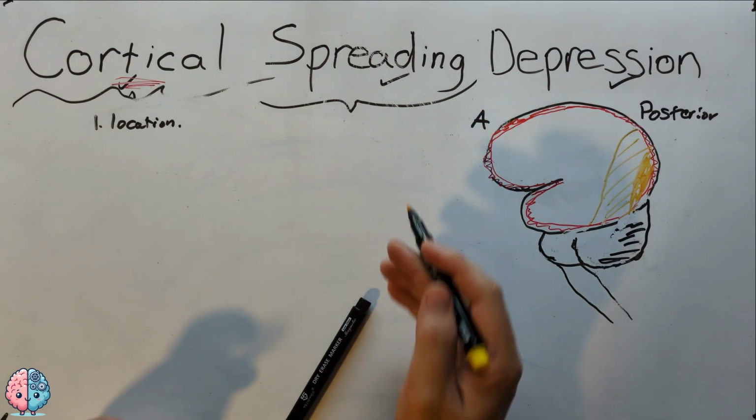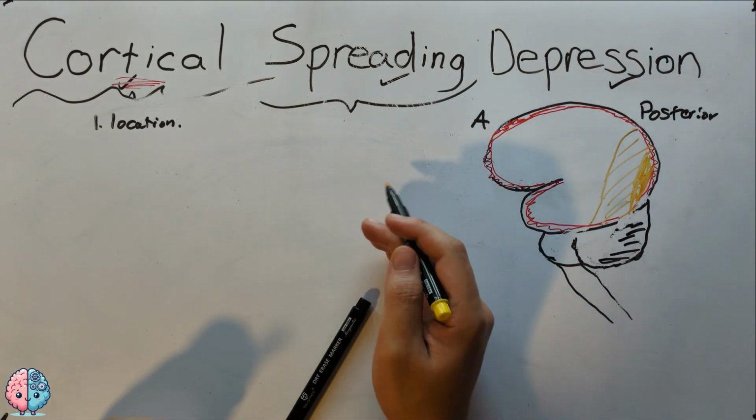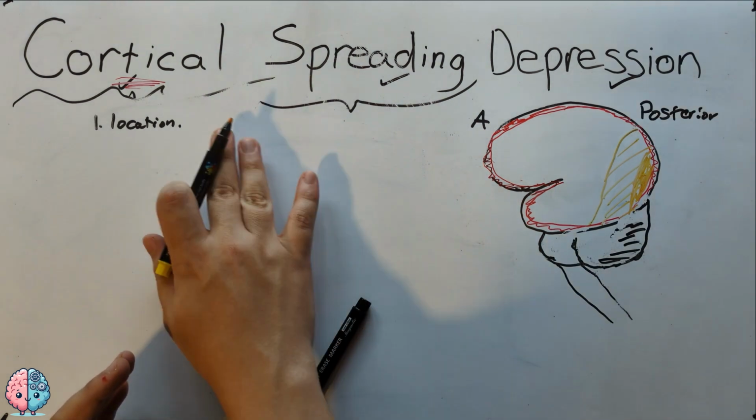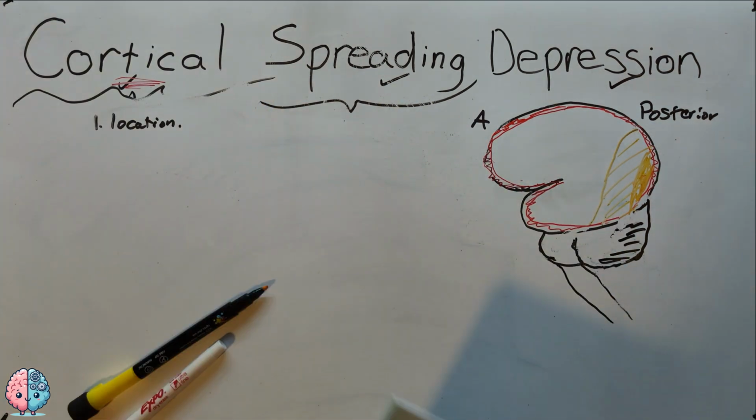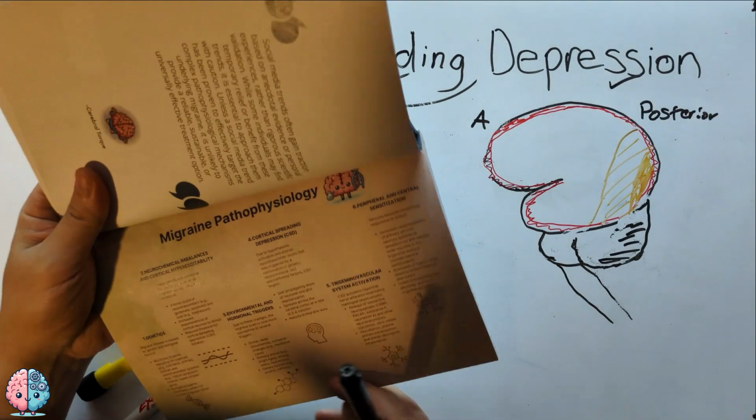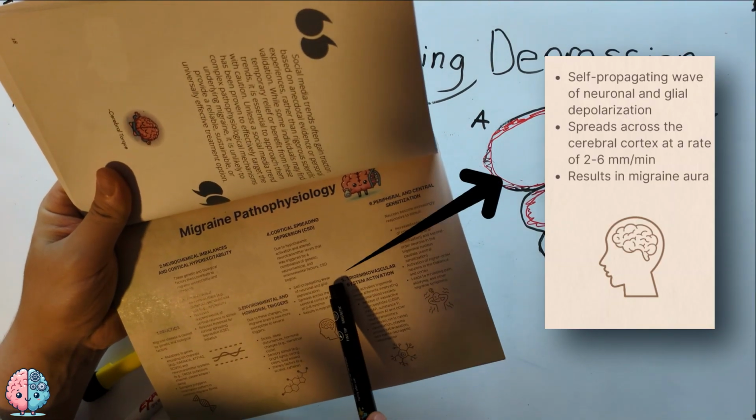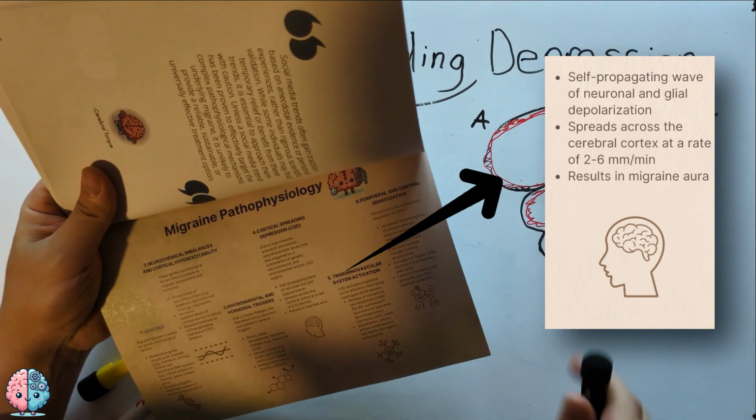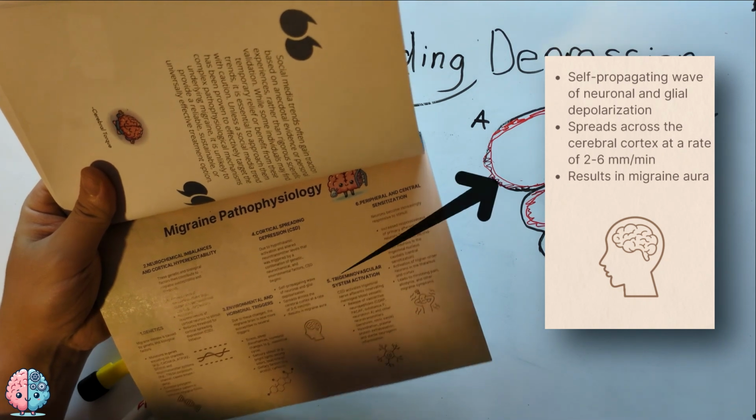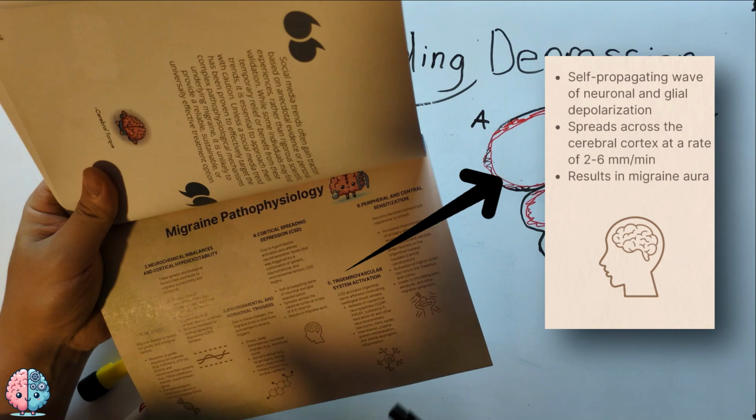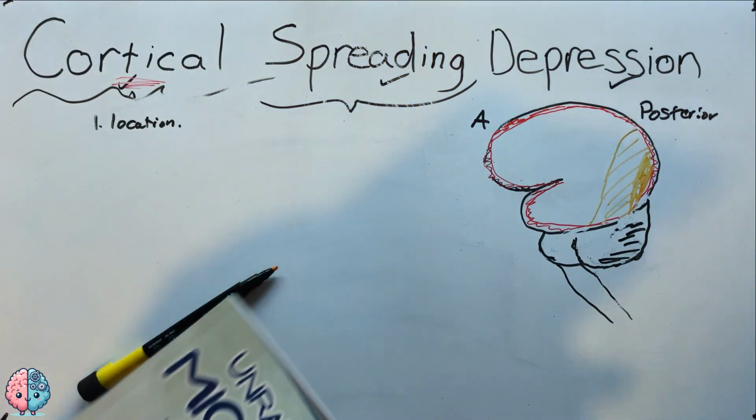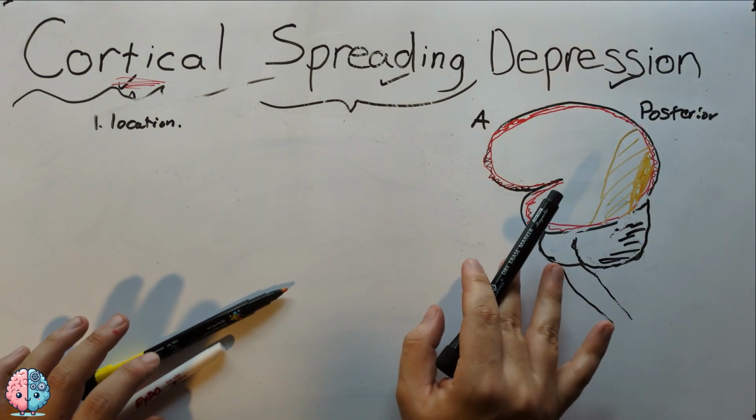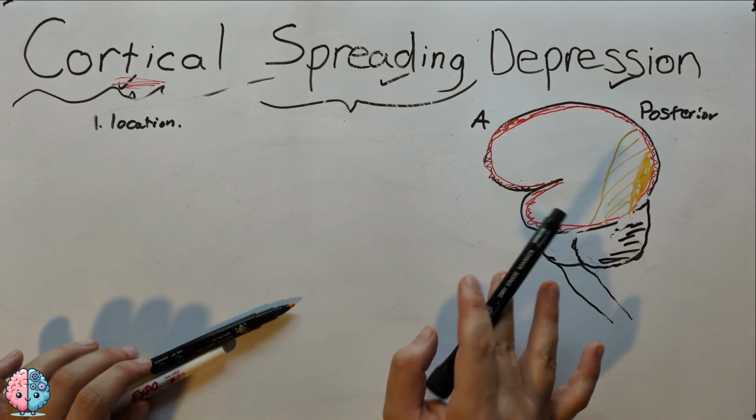Higher neuronal density means more tightly packed neurons, which is the perfect environment for the spread of electrical and chemical changes that are characteristic of cortical spreading depression. Because cortical spreading depression is a self-propagating wave of neuronal and glial depolarization that spreads across the cerebral cortex at a rate of 2 to 6 or 2 to 5, depending on which source you read, millimeters per minute. So it's a wave of neuronal and glial depolarization. I understand you don't know what depolarization is yet, but we will get to it. You will understand by the end of this lecture.